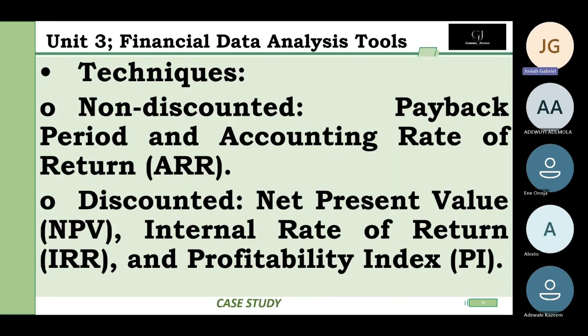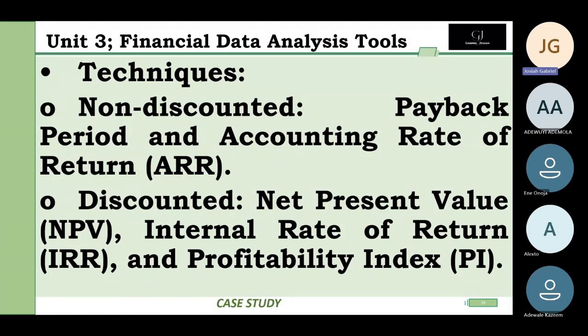This is very critical. So we'll be looking at the techniques for project appraisal, and we have the non-discounted payback period and the accounting rate of return. We may need to look at the non-discounted and the discounted. So the payback period and ARR are not discounted because they don't have hurdle rates. They don't have cost of capital. And that is why they are non-discounted methods of appraisal. So we may need to go back to understand the formula and the dynamics of calculating it. They are very simple, in my opinion.